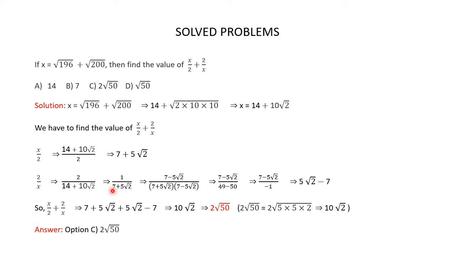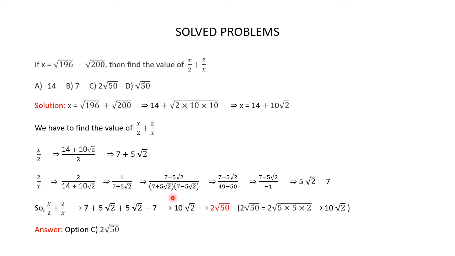Now rationalize the denominator. To do that you have to multiply this fraction with 7 minus 5 root 2. You have to multiply both the numerator and the denominator by 7 minus 5 root 2 to rationalize the denominator of this fraction. So you will have 7 minus 5 root 2 divided by 7 plus 5 root 2 multiplied by 7 minus 5 root 2. Now this expression is similar to a plus b multiplied by a minus b, which is a squared minus b squared.